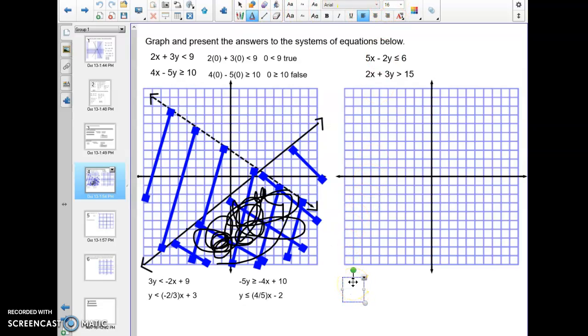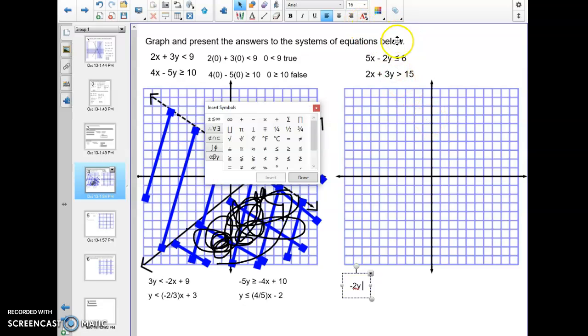Alright guys, so we're going to be reviewing the next question here. This is a continuation of the previous video. So we're going to solve both of these inequalities for y. So we subtract 5x on both sides, and I get negative 2y is less than or equal to negative 5x plus 6. And then we divide both sides by negative 2, which means we flip the inequality, and we get y is greater than or equal to a positive 5/2 x minus 3.